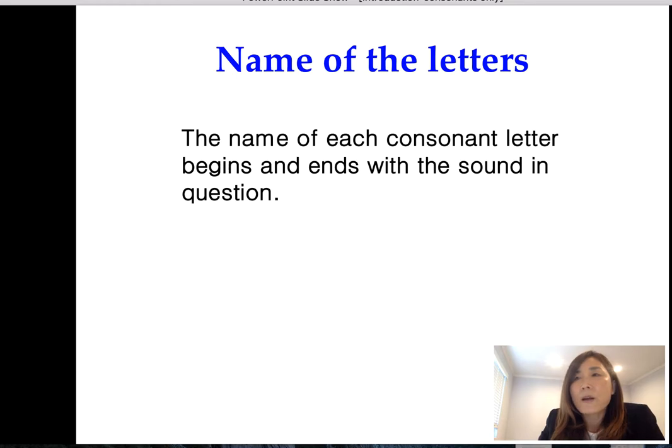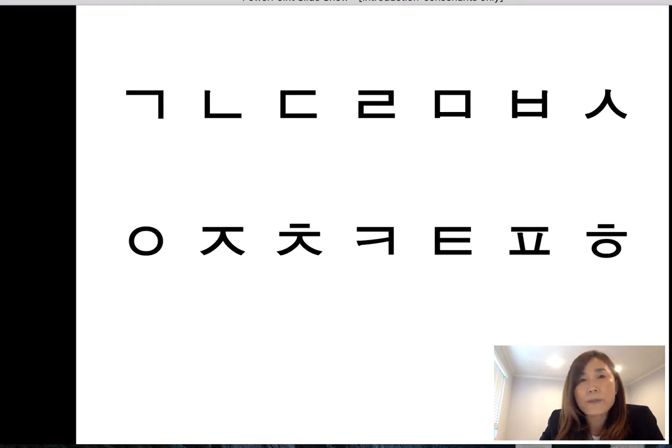Names of the letters. In fact, each Korean character has its own name. The name of each consonant letter begins and ends with a consonant. Let's go over the names of each character one by one. Please listen and repeat the names with me. Giyeok, Niun, Digut, Riul, Miun, Biut, Siot, Iung, Jiut, Chiut, Kiut, Tiut, Piut, Hiut. Let me repeat the names again.